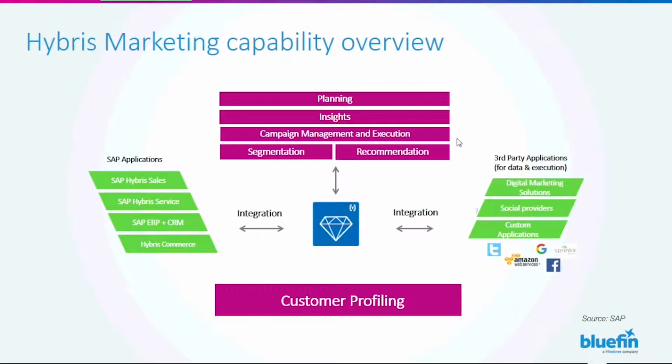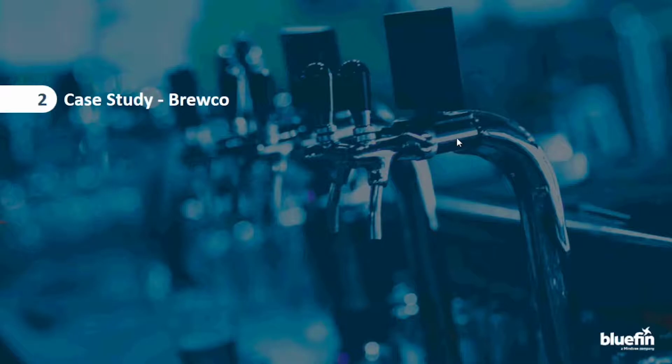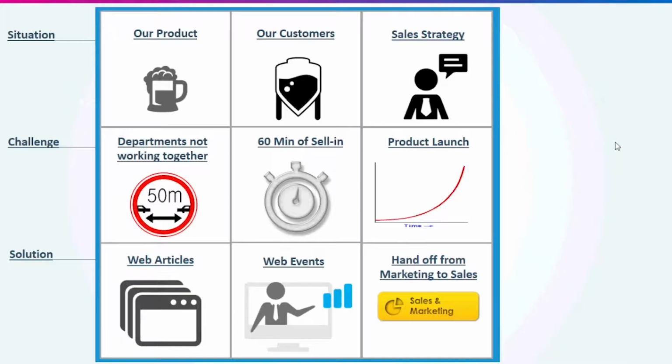So let's move on to our case study and show how Hybris Marketing can add value in the form of personalization. So we have a fictitious company who we call Brewco, who specialize in microbrewery. They have a set of beers which they've licensed and supply ingredients to their customers. They can sell the licenses to a customer for the beer as well as the ingredients which they're required to brew it.